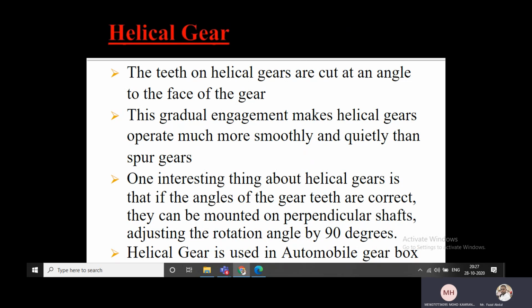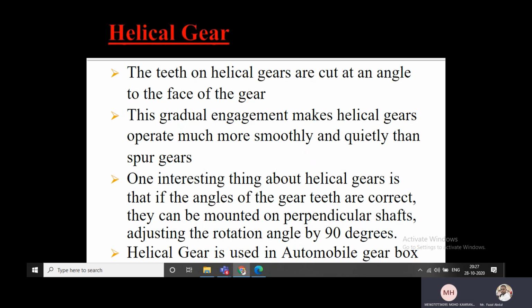Because of the direct load application, the teeth are subjected to impact load. Because of that, there is a chance of failure and breakage of the tooth. Now in the helical gear, because of the inclination of the gear teeth, the load is applied gradually on the gear teeth. So whatever disadvantage you find in the spur gear is overcome here.